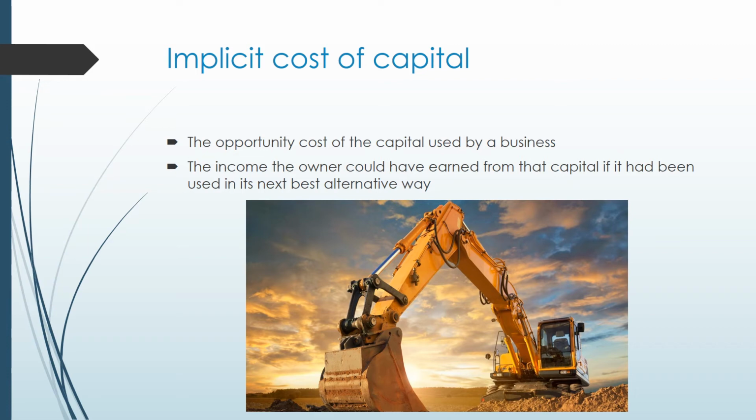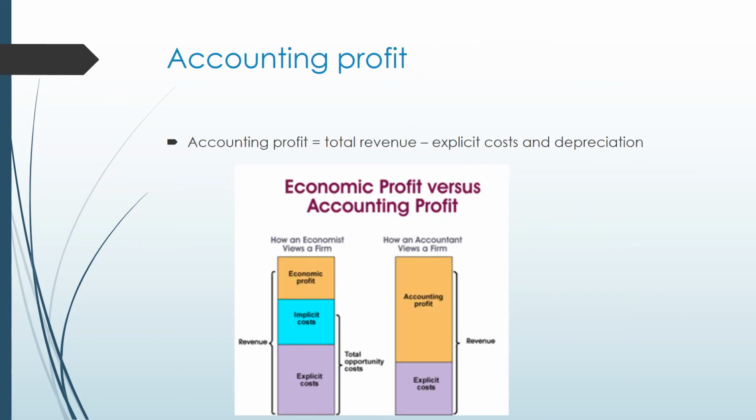So that's, again, a weird concept sometimes. There is an opportunity cost to you using your own machine, because you could have rented it out to somebody else and earned income from renting it out. And so that money that you could have earned, that is your implicit cost, in this case, of capital specifically.